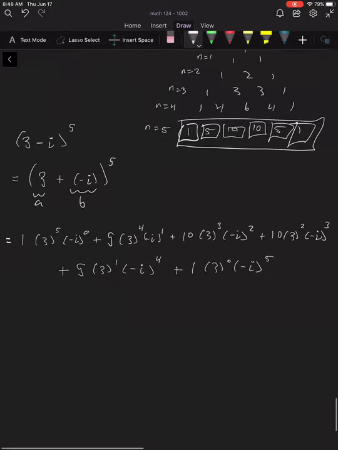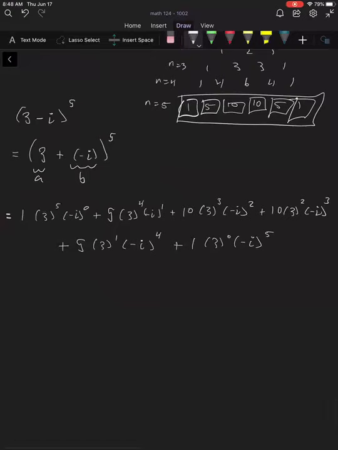Okay, so now let's do some simplifying. So the first number, so anything to the 0 is just 1. So this part right here is 1, then we have 1. So all we have is 3 to the 5th power. So what's that? So 3 times 3 times 3 times 3 times 3 is 243.